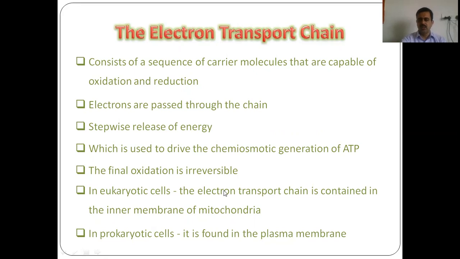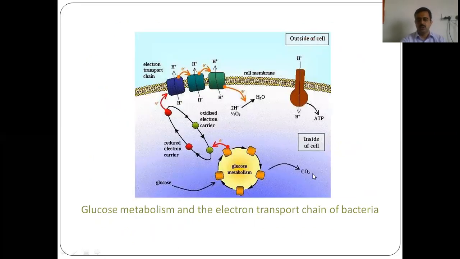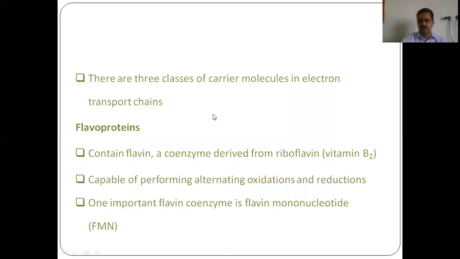In a eukaryotic cell, the electron transport chain is contained in the inner membrane of mitochondria. In a prokaryotic cell, it is found in the plasma membrane. So if you see here, from glucose metabolism CO2 is generated, and the electrons are passed in a cyclic manner through oxidation reduction reactions. They then enter the electron transport chain and generation of ATP takes place.